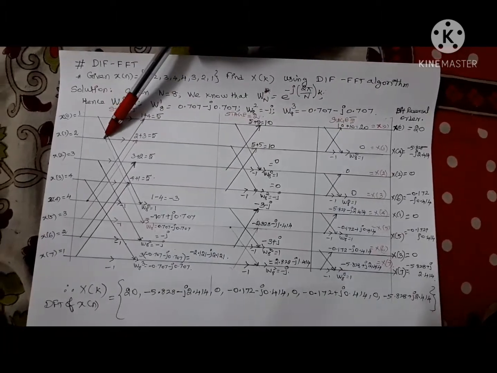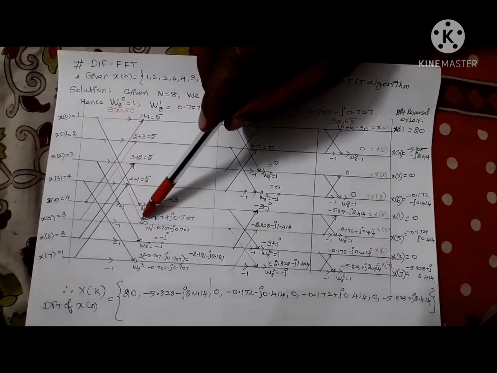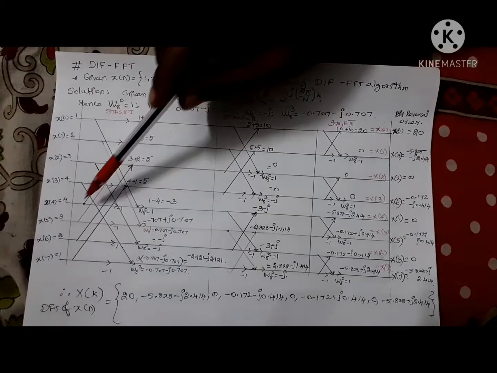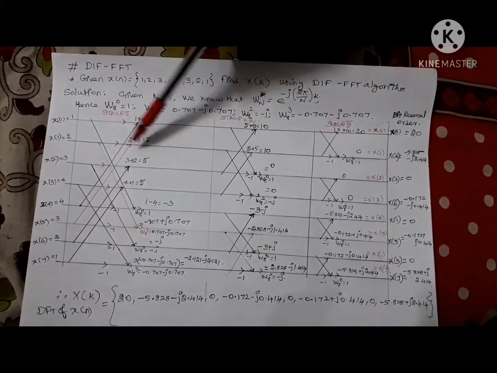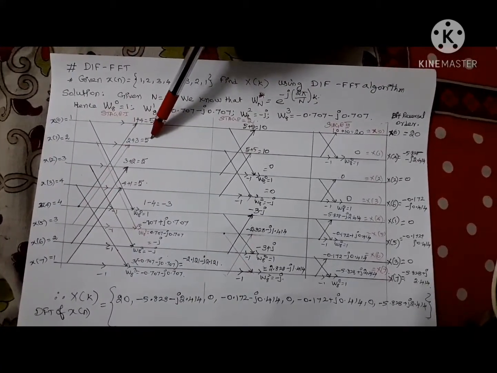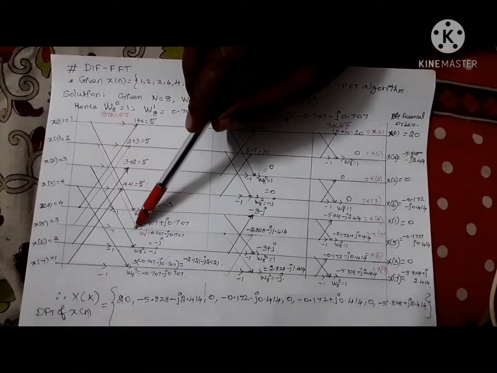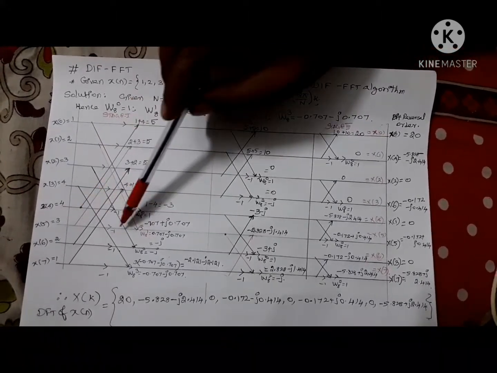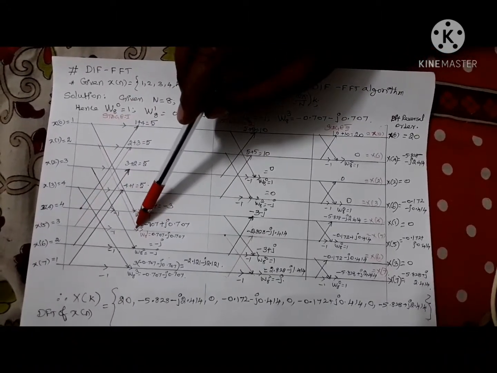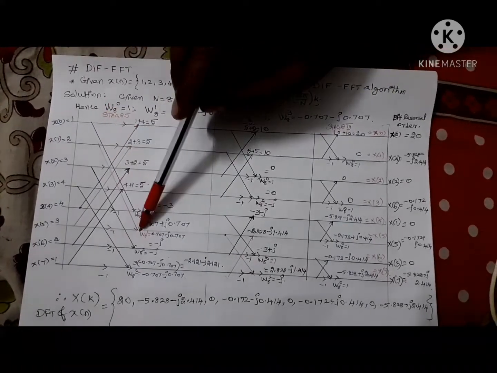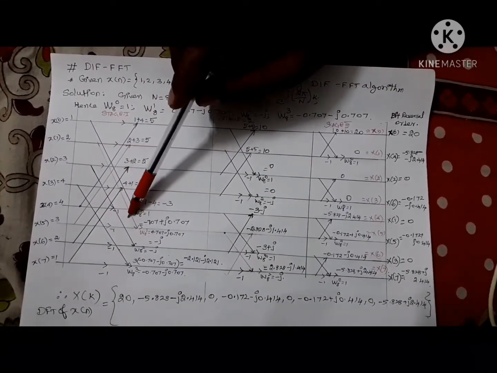Then take another line. The 3 will go up, the 2 comes here, giving 5. Then the down value comes here, where the 3 takes minus 1, giving minus 3. Here the 2 comes, so minus 3 plus 2 gives minus 1.